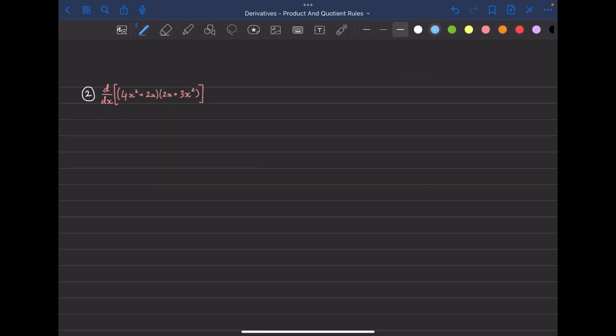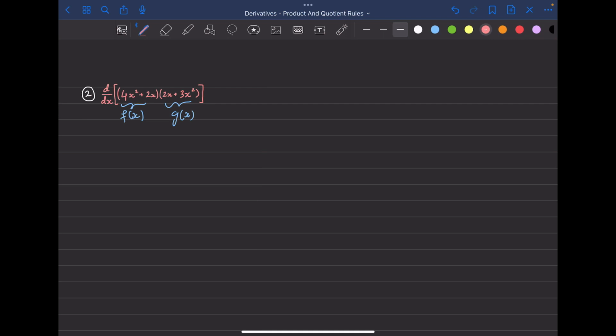Okay, question number 2. This time we have two functions again being multiplied together. So we already know that this is the quotient rule. And like we said before, it doesn't really matter what you call f of x and g of x, but I call them this way just because I chose it this way. So the first one is f of x, the second one is g of x.